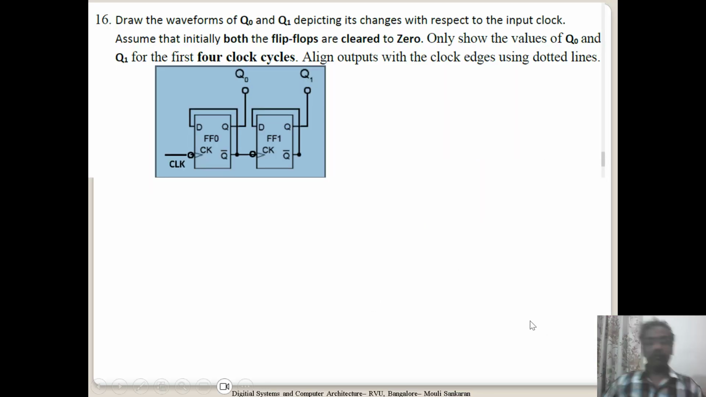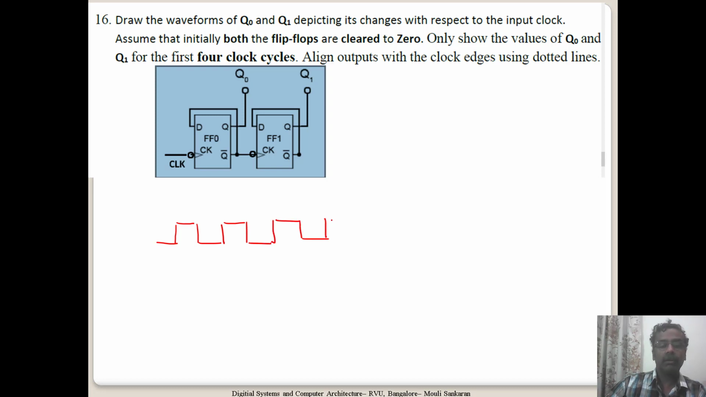So the explanation has been given. Now we need to draw the waveform. Let me first try to draw the clock edges. Four clocks are supposed to be given, so let us draw 4 clock pulses. This is one clock, up from this to one clock, and then this is another clock. These are all complete clock cycles.